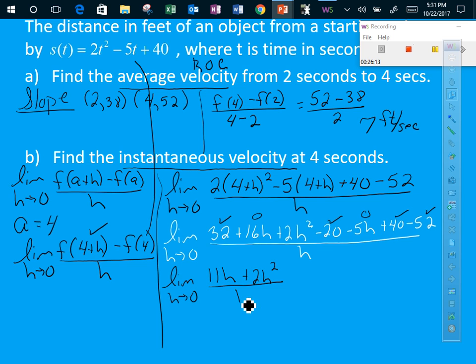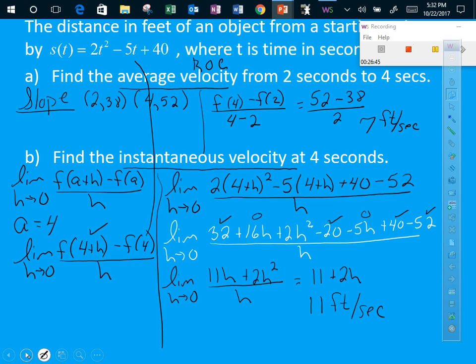all over h. I can finally remove that 0 over 0. So I'm going to take an h out of everything. So I got 11 plus 2h. I'm going to plug in 0 for h, and I get my instantaneous rate of change to be 11, in this case, feet per second. So that's our steps when it says instantaneous rate of change.